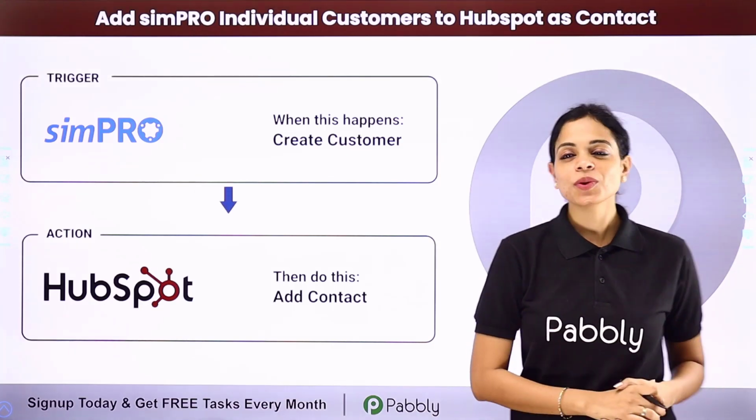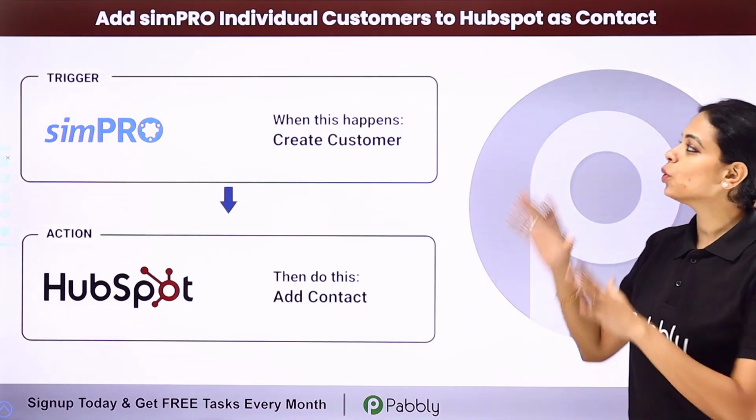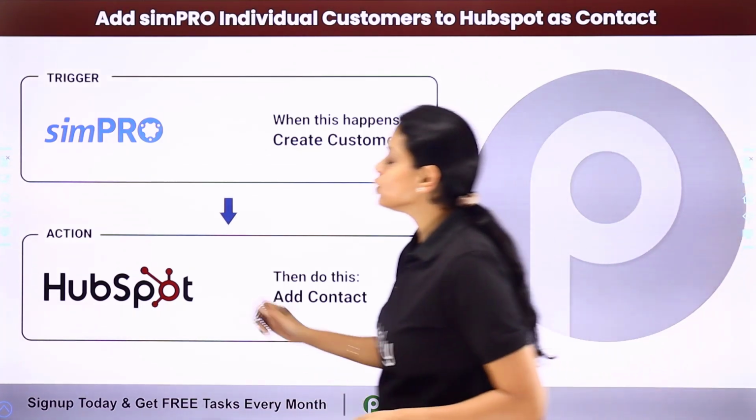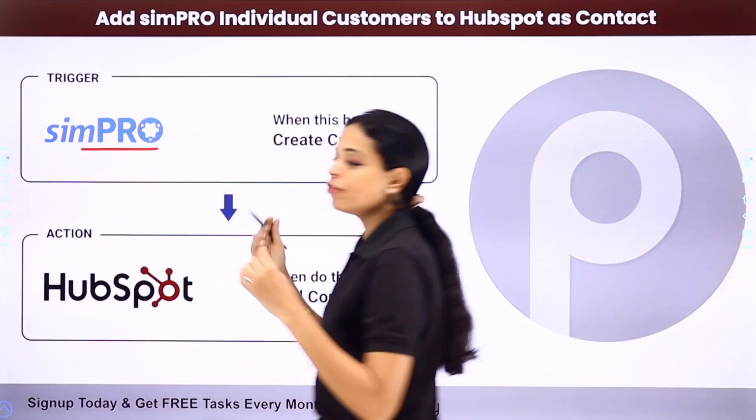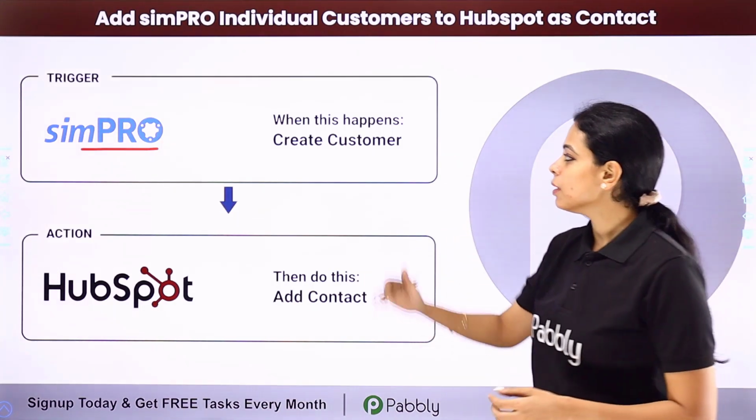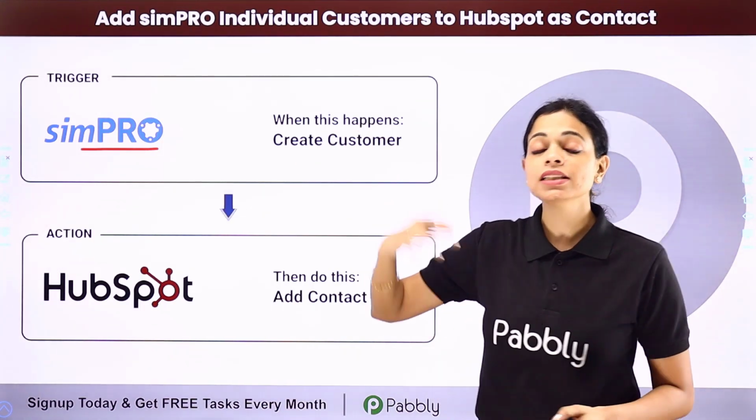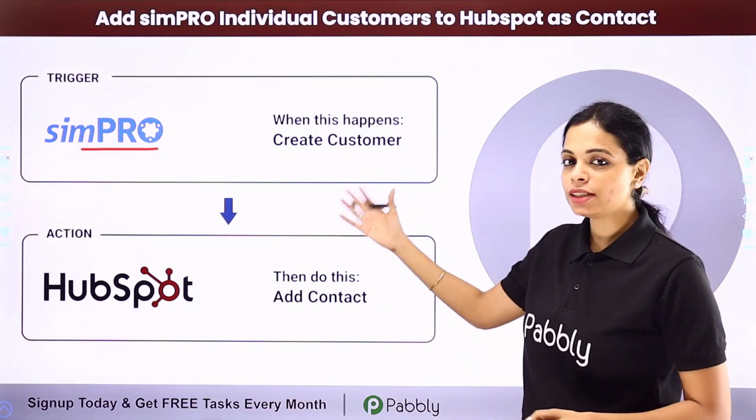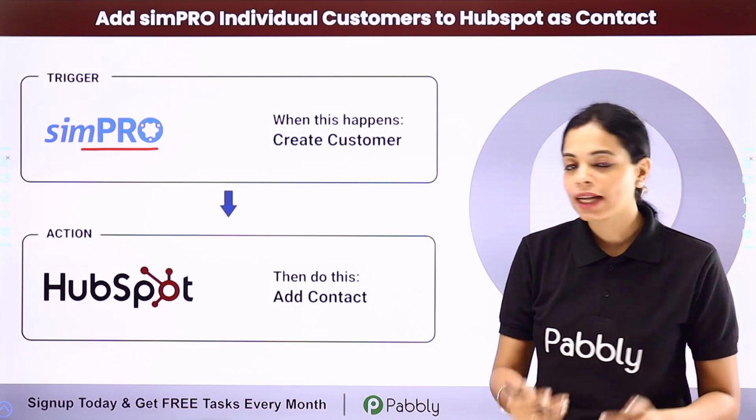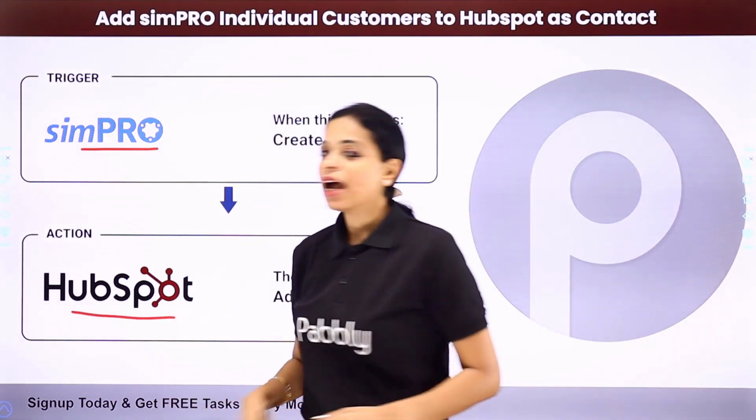In this video, we are going to see how to add simPRO individual customers to HubSpot as contacts. So let's say that you are using simPRO as a cloud-based field service management software, and you want that every time an individual customer is created, that particular customer should automatically be added as a contact in your HubSpot CRM. How can you do that?